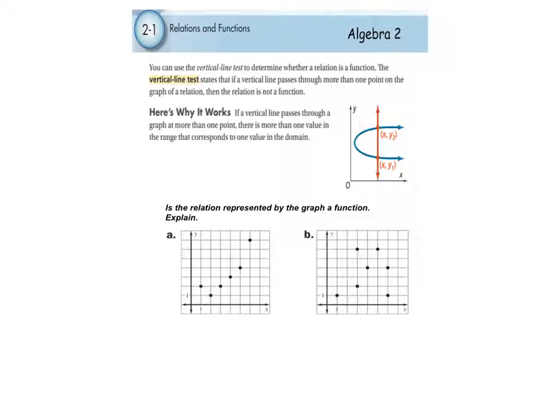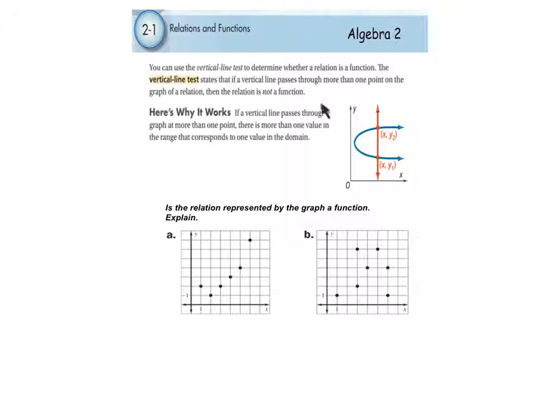And now we're going to look at, can you find, is it a function from a graph? Well, in order to see if it's a function from a graph, we do what we call the vertical line test. The vertical line test says you can use a vertical line to determine whether a relation is a function. The vertical line test states that if a vertical line passes through more than one point on the graph of the relation, then the relation is not a function.